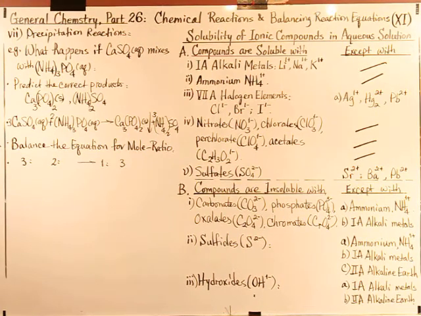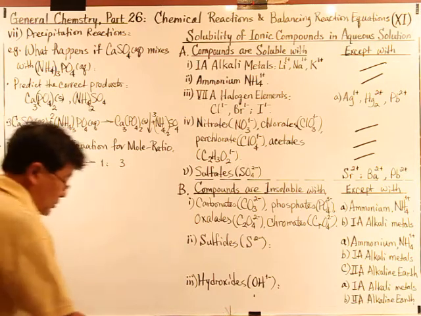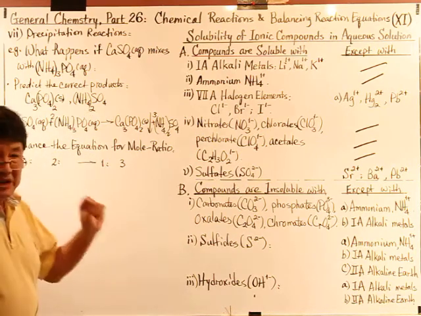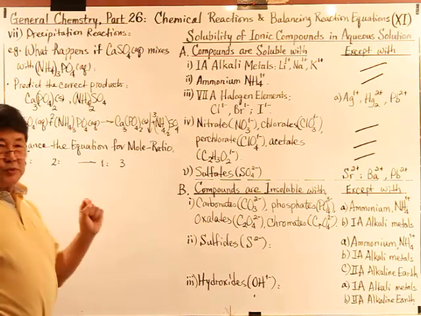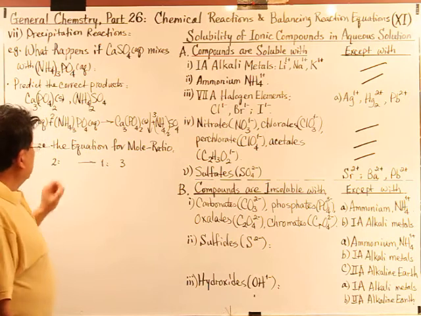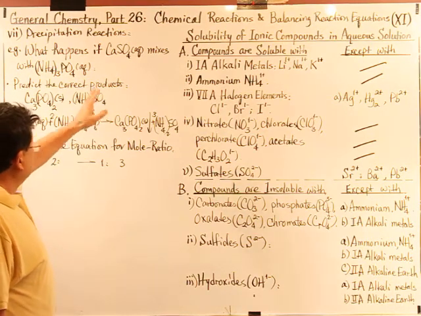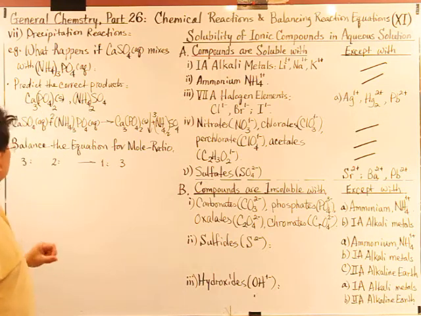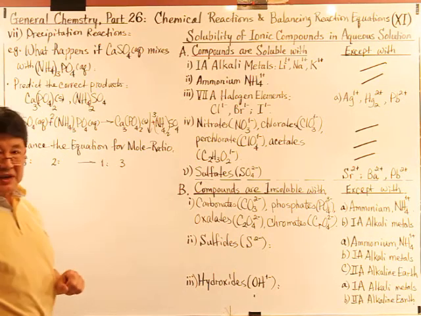Alright, let's continue General Chemistry Part 26. Now we stopped in the middle of introducing the second example of a precipitation reaction, right? We picked up two soluble compounds, calcium sulfate and ammonium phosphate.